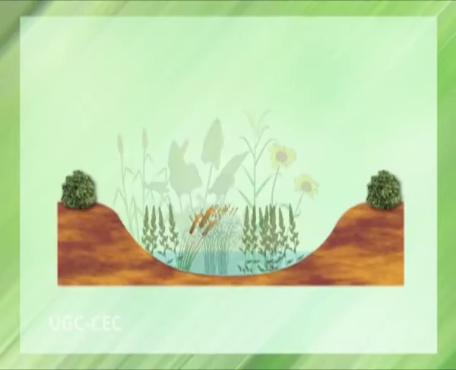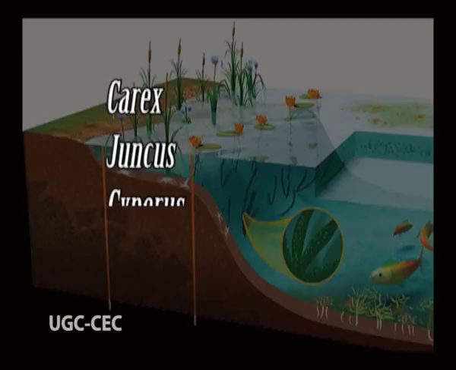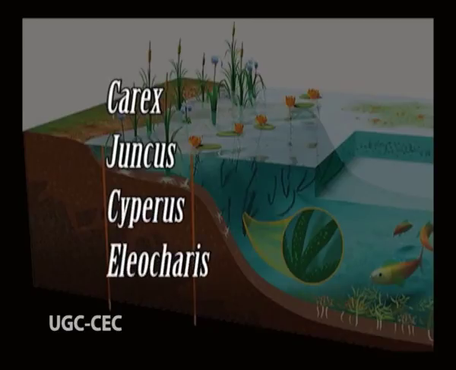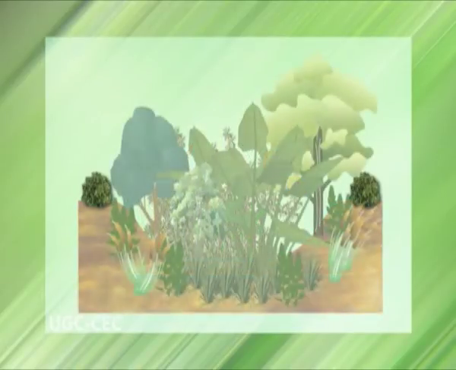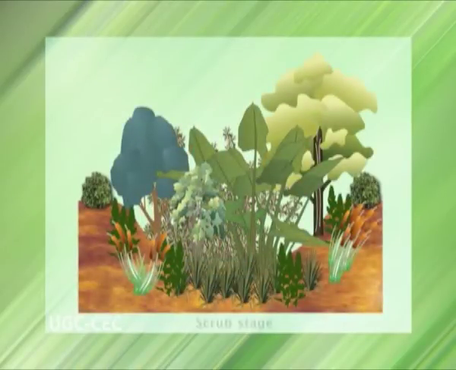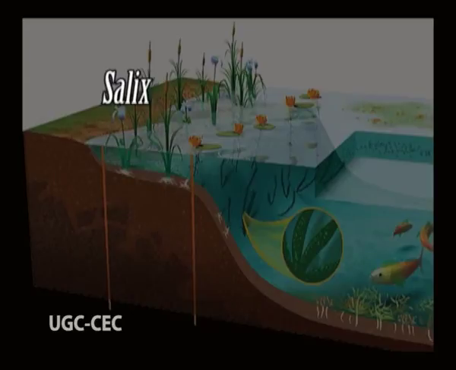Further decrease in water level changes the nature of the substratum. Species of some Cyperaceae and Gramineae families such as Carex, Juncus, Cyperus and Eleocharis colonize the area to form marsh or swamp. The sedge meadow stage is then followed by the woodland stage. In the beginning, some shrubs and later medium-sized trees form open vegetation or woodland. These plants produce more shade. They render the habitat more dry. The prominent plants of the woodland community are species of Butea, Acacia, Cassia, Terminalia, Salix and Cephalanthus, etc.